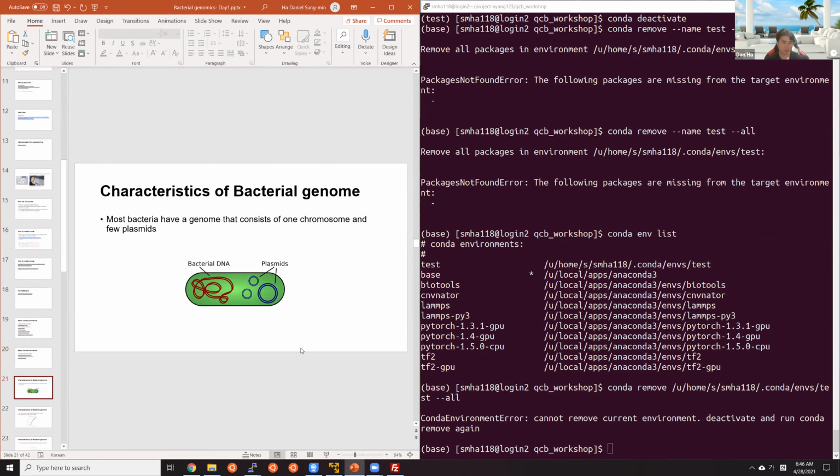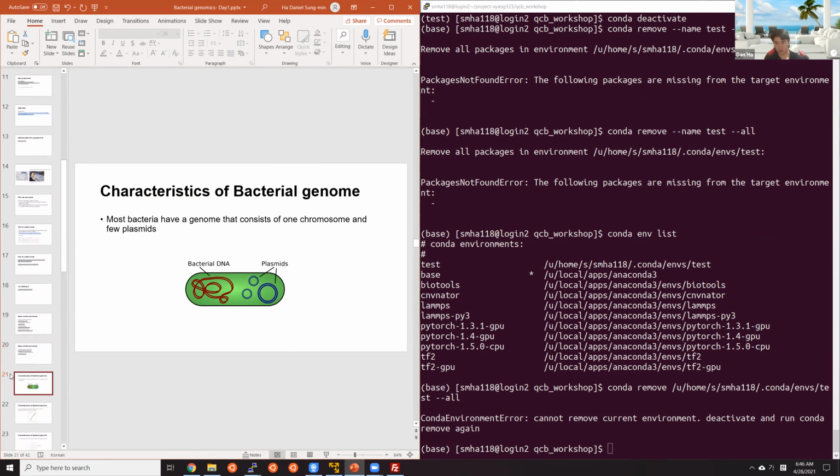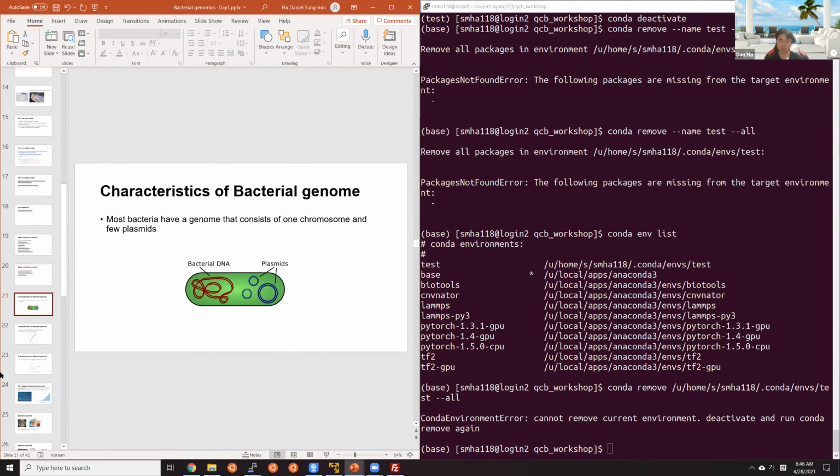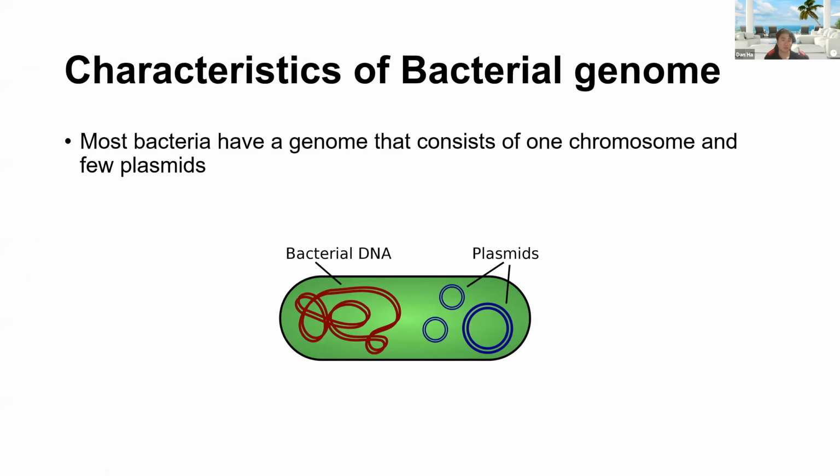Oh yeah, so let's finally get into the stuff of bacterial genomics. A bacterial genome has a few characteristics. Most bacteria have a single chromosome and consist of a few other plasmids, and they are all circular in shape.